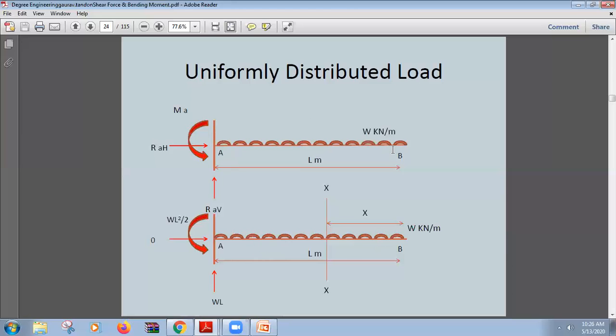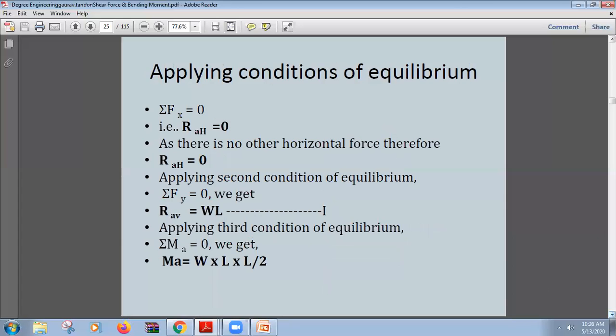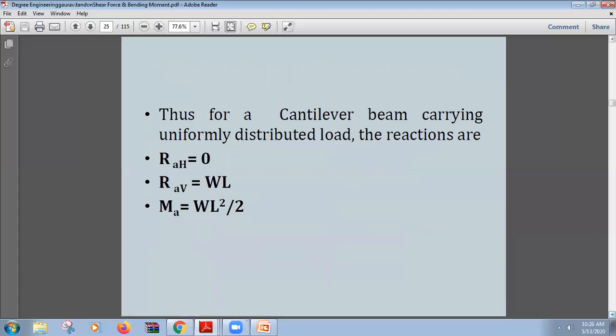In case of shear force diagram of cantilever beam, we have seen that in both the cases, in point loading and uniformly distributed loading, we have got the shear force positive and bending moment negative. So check this.